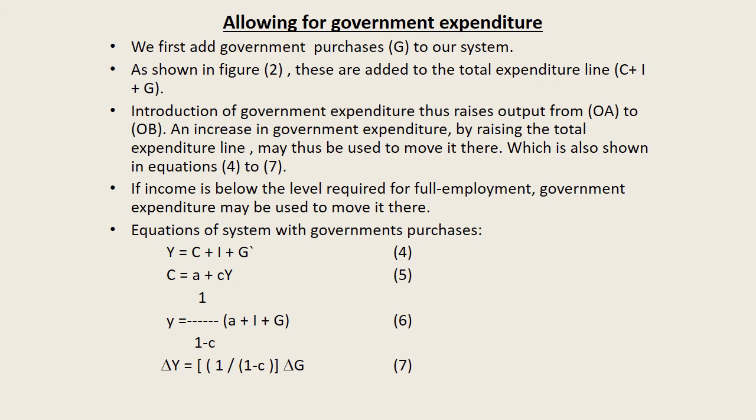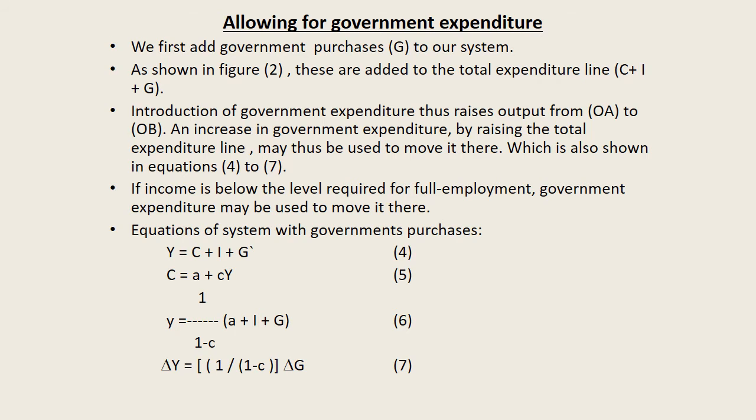The third equation, which determines income, can be calculated by the multiplier multiplied by what is called the multiplicand. 1 over 1 minus c is the multiplier, and a plus I plus G is the multiplicand. So Y equals the multiplier times the multiplicand. The multiplicand includes a, autonomous consumption, plus I, fixed investment, plus G, government expenditure. A, I and G are constant.